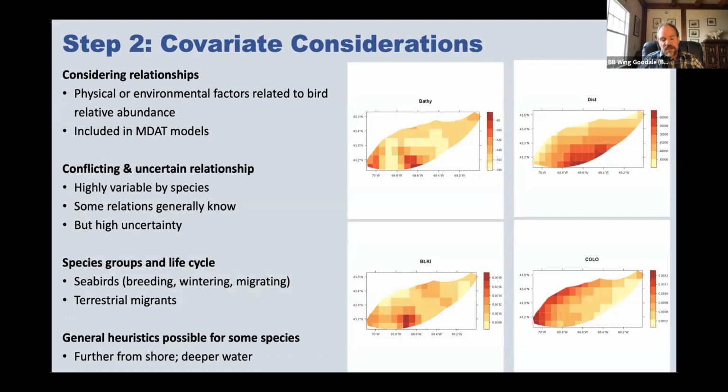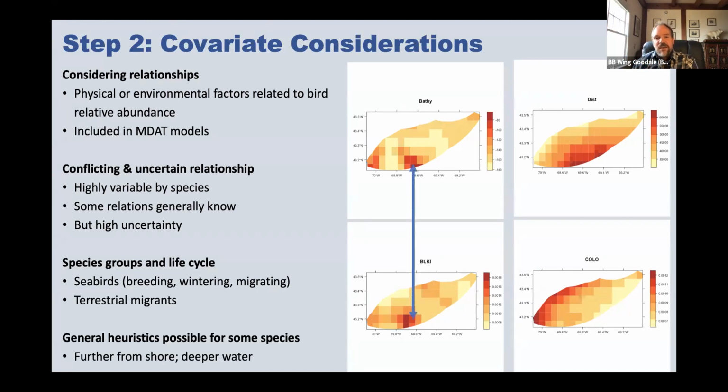So a really interesting conversation came up at our last session about thinking about covariates. These are the environmental and physical factors that Carl has already discussed that may affect bird distribution. Importantly, what's really good to know and really useful is that the MDAT models were built using a whole variety of existing covariate information. So to some degree, the MDAT models are reflecting those relationships.